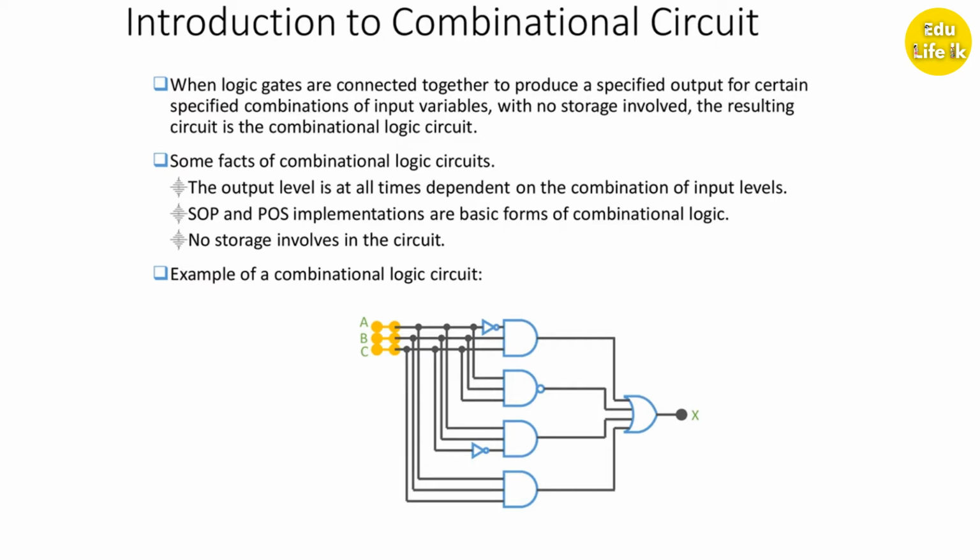Introduction to combinational circuit. When logic gates are connected together to produce a specific output for a certain specified combination of input variables with no storage involved, the resulting circuit is a combinational logic circuit.